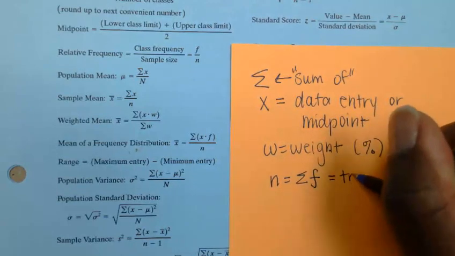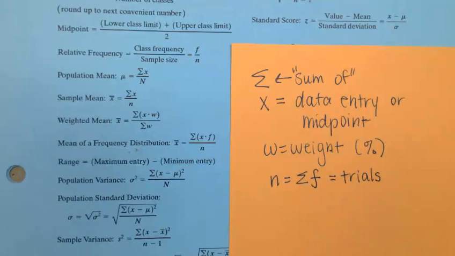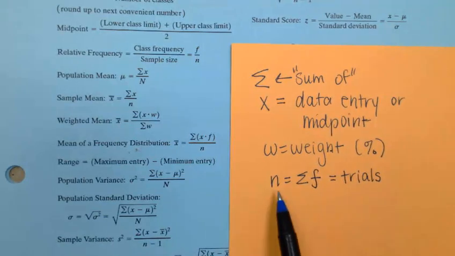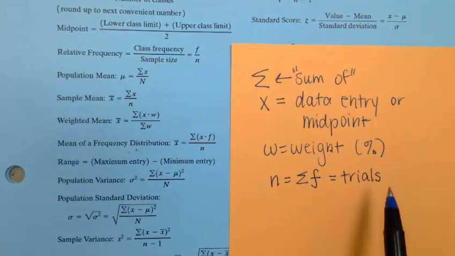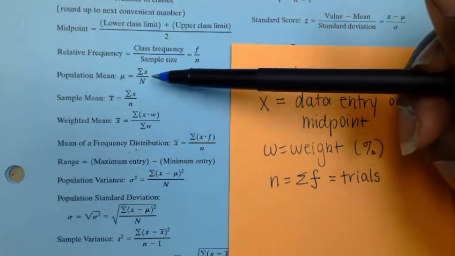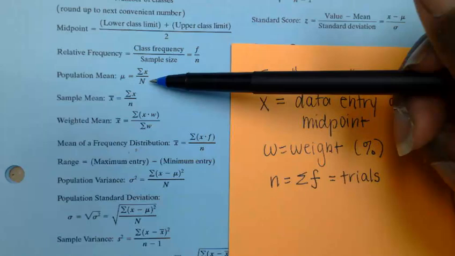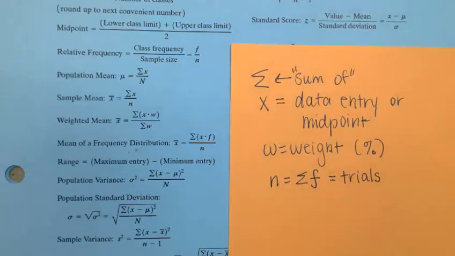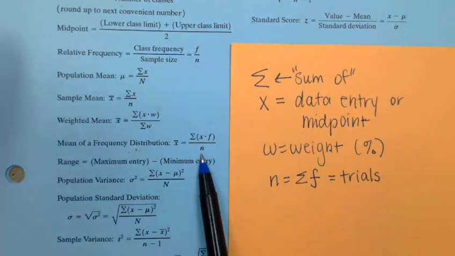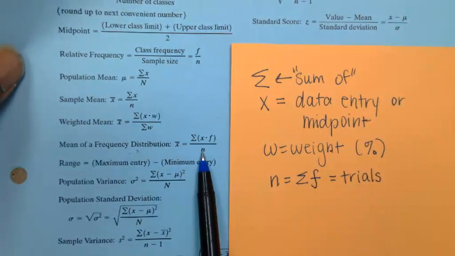And they also refer to it as trials. Lowercase n is total frequency, or trials. Uppercase N is your population size. Lowercase n, we deal with samples a lot. So when you see that a lot, that means your sample size. So population size, sample size.